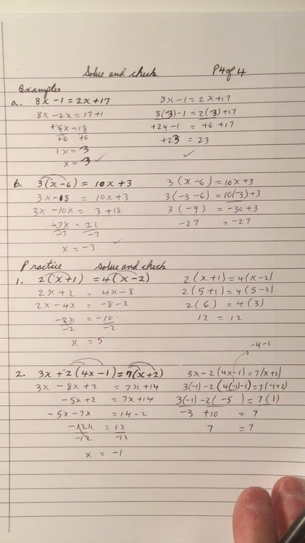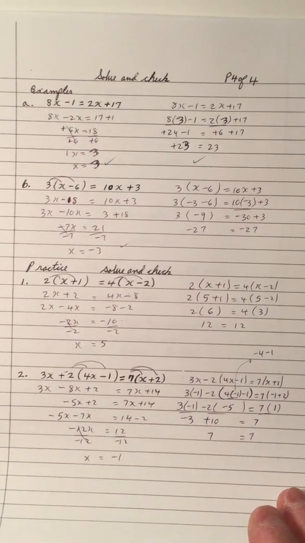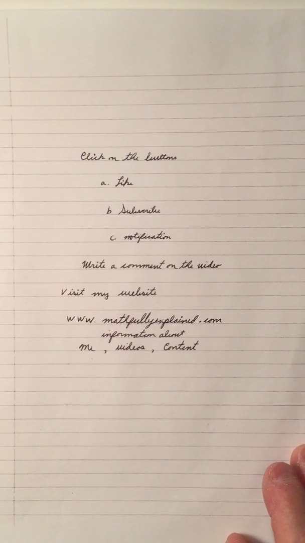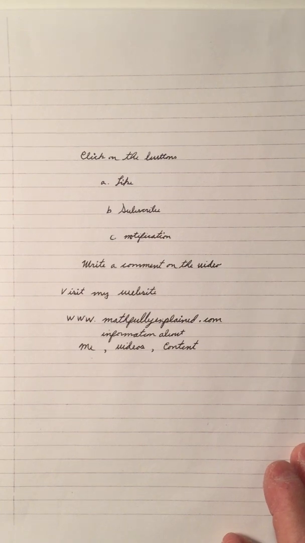So that's verifying that a number is a solution, or a root, whichever way you want to say it. If you solve and sub it back in, and you get both sides the same, then you know that number is the solution or the root. So subbing the number back into the original equation and getting both sides the same means it's a solution.